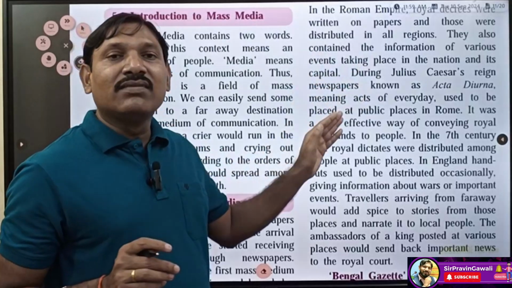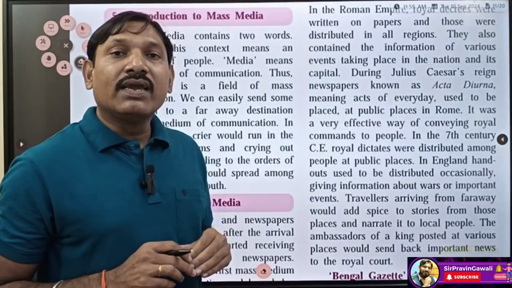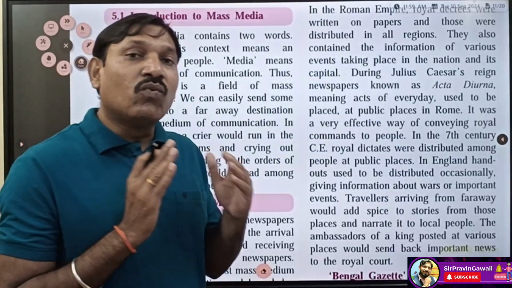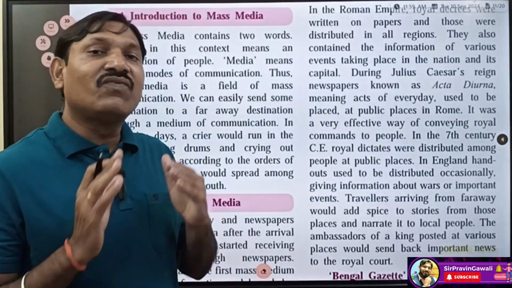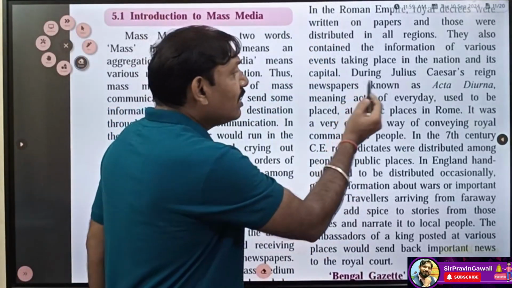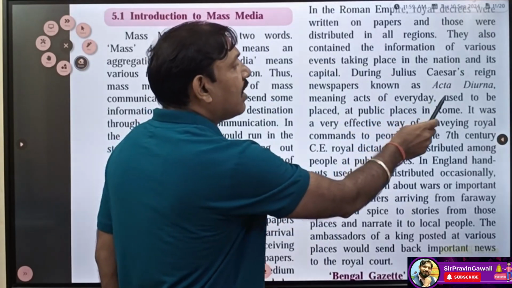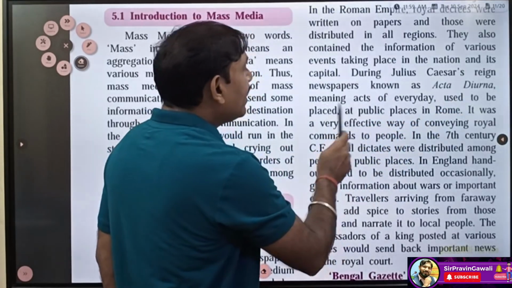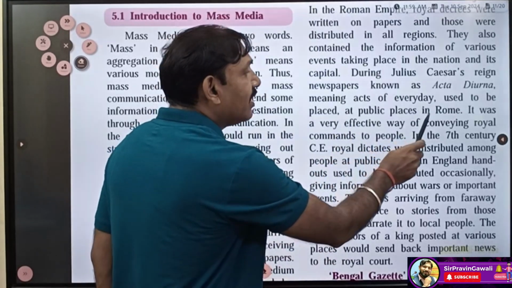For example, the events that were taking place in the Roman Empire. Information about war, culture, and festivals was all given in the papers. Now see, during Julius Caesar's reign, newspapers known as Acta Diurna, meaning acts of everyday, used to be placed at public places in Rome.